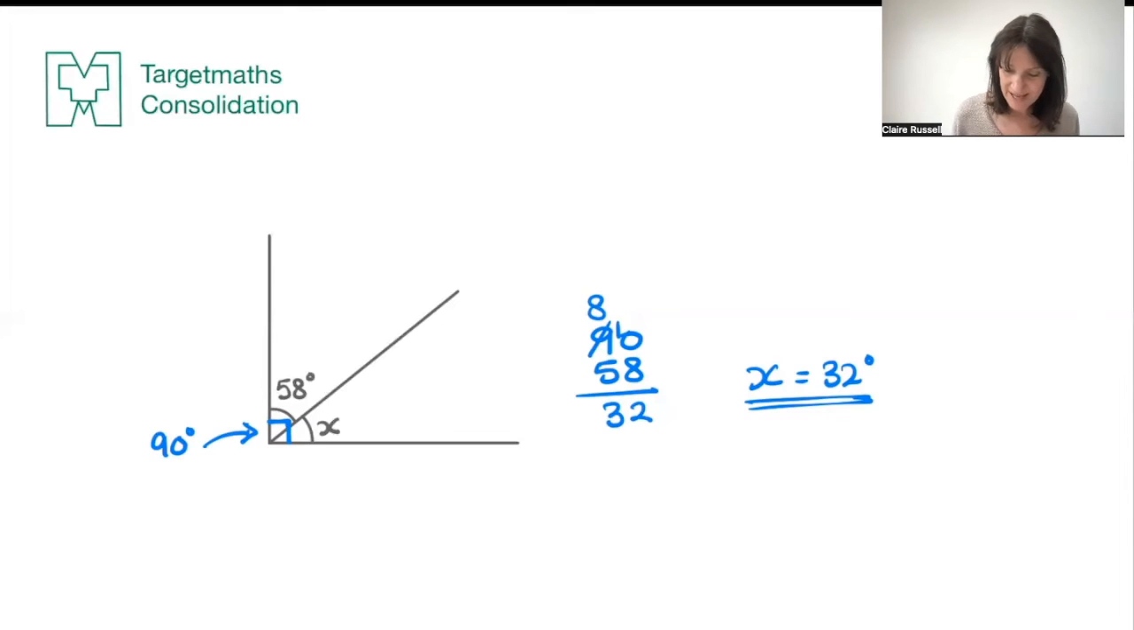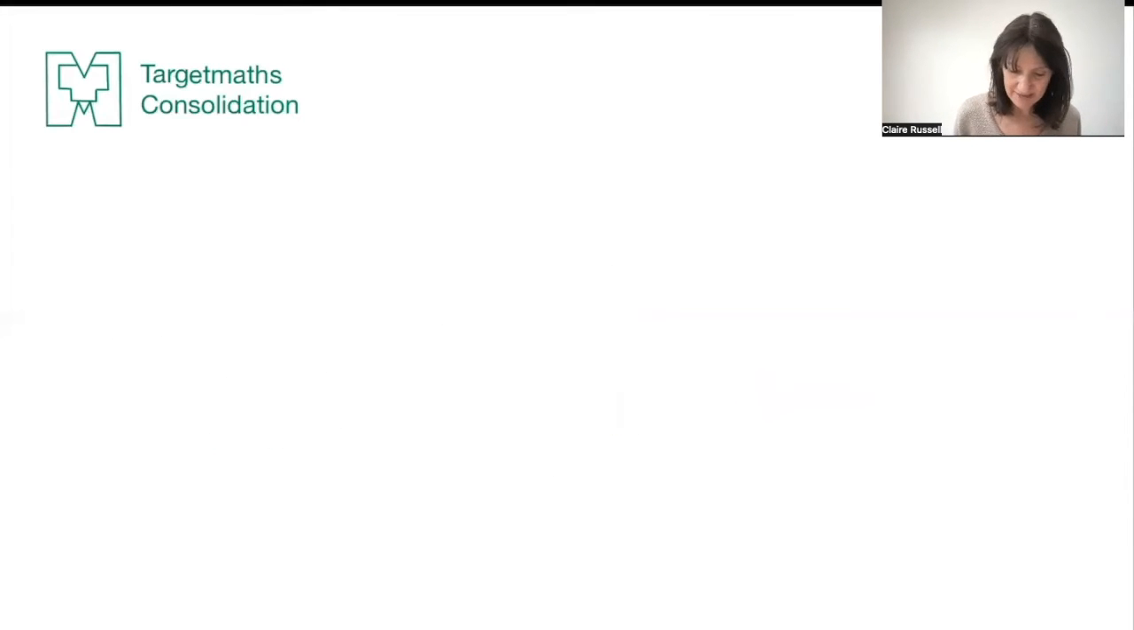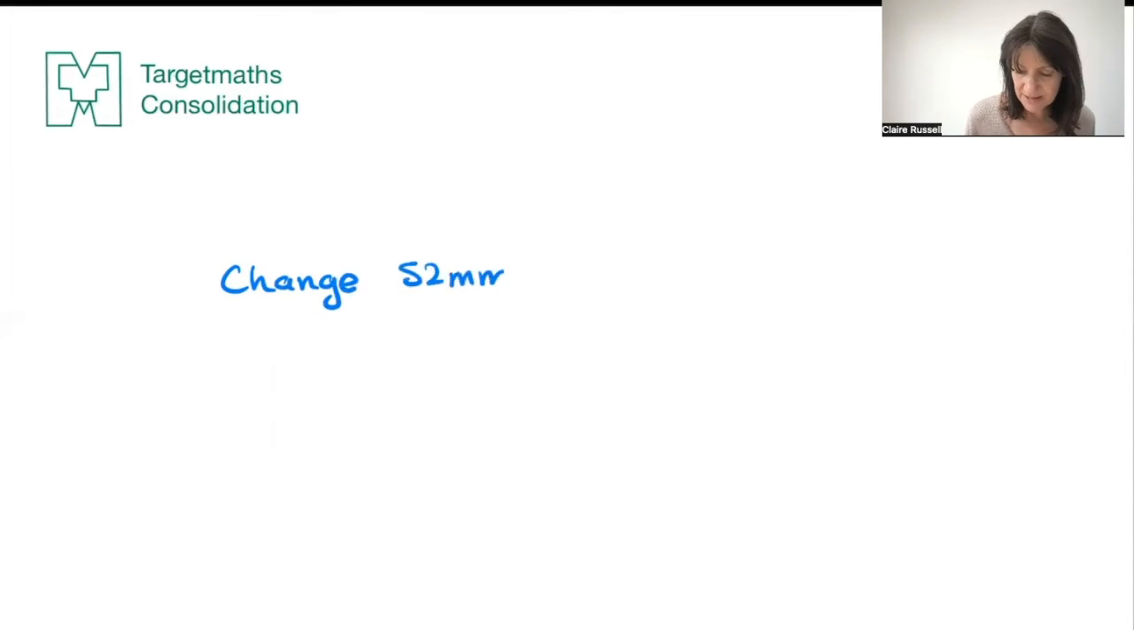All right, so let's clean this up and do something other than angles. Let's do another conversion because these are hard, aren't they? So we're going to change 52 millimeters to centimeters. Pause and press play when you're ready.